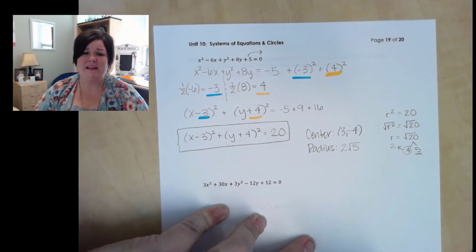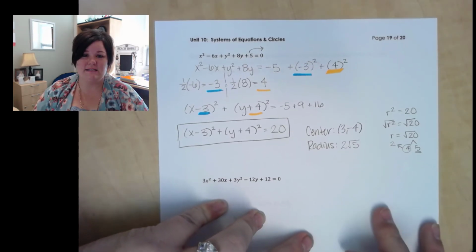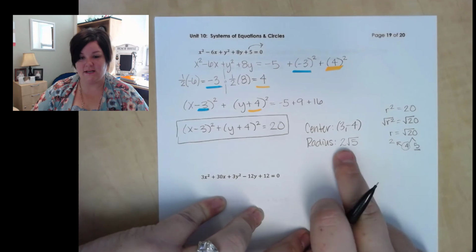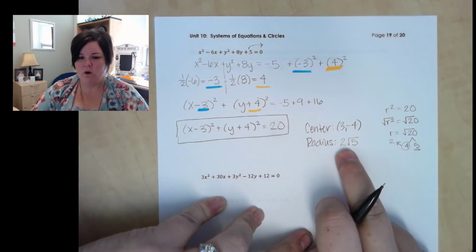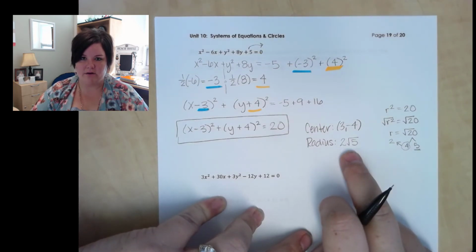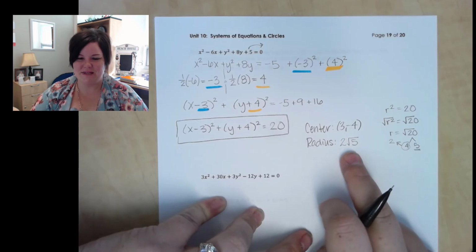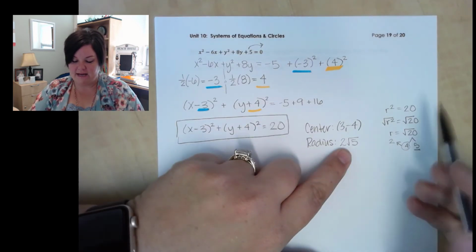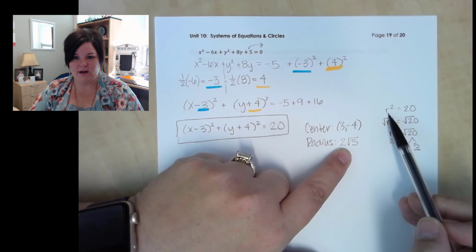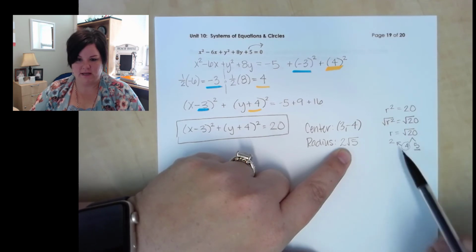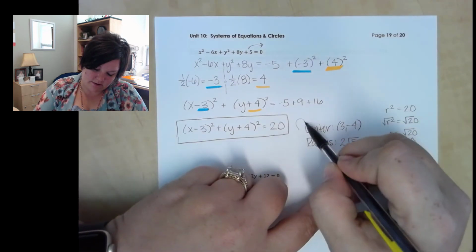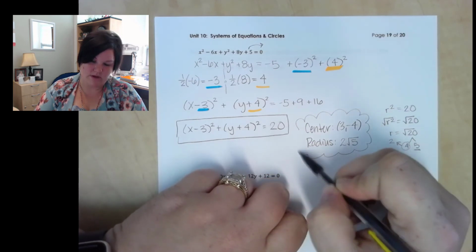I don't think Newton gives you any problems like this where the radius doesn't come out to a nice pretty number, but I wanted you to see one in case you encounter this later in life. It's a good thing to be able to take a number that you know equals r squared and figure out what r is. So here's my center and my radius.